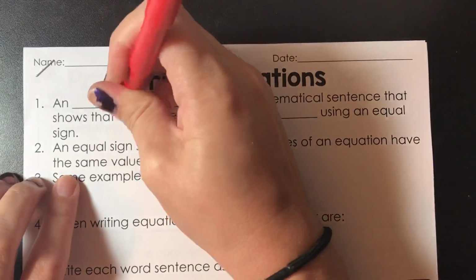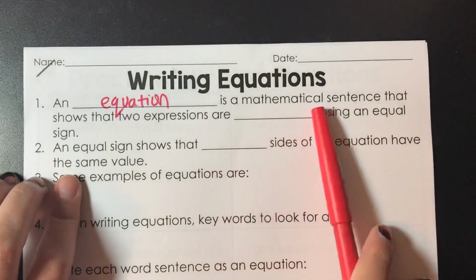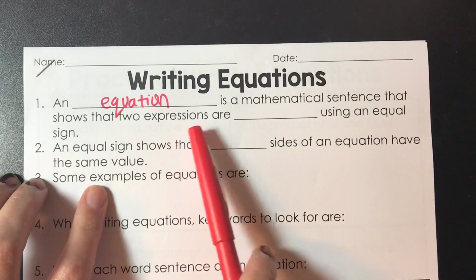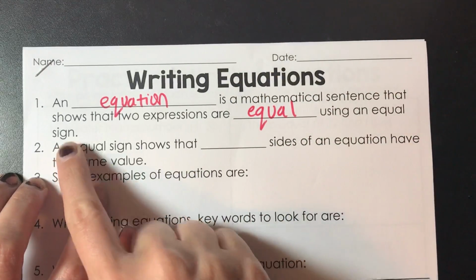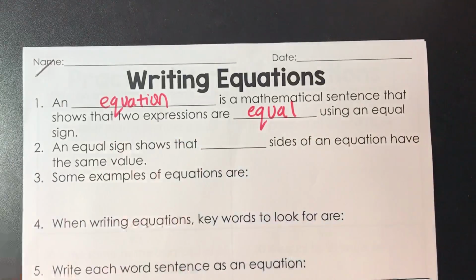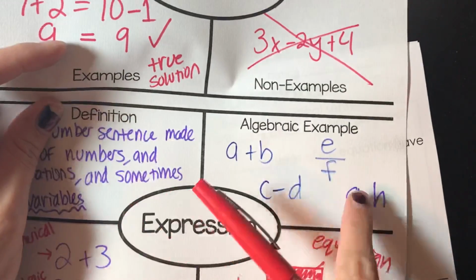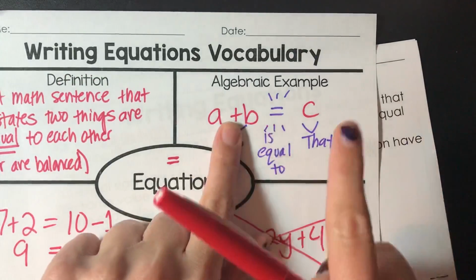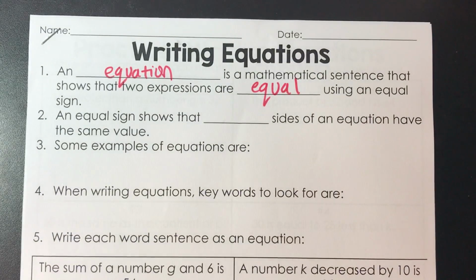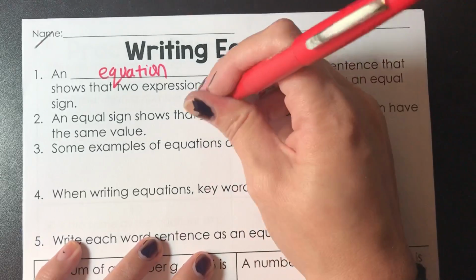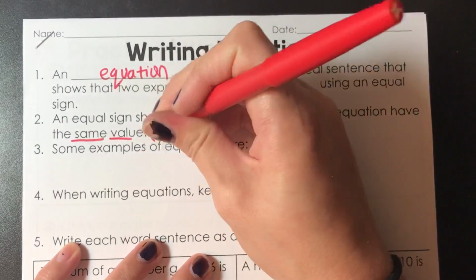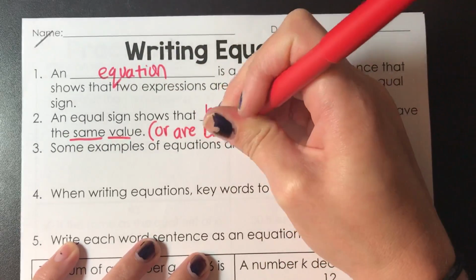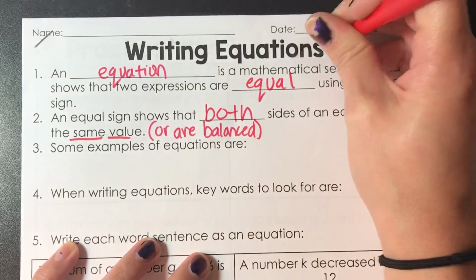An equation is a mathematical sentence that shows that two expressions are equal with each other using an equal sign. So it's kind of like in the past we were using expressions as number sentences, and you need two expressions, one on each side of an equation to show that they are balanced. An equal sign shows that both sides of an equation have the same value or are balanced, because that is what an equation means.